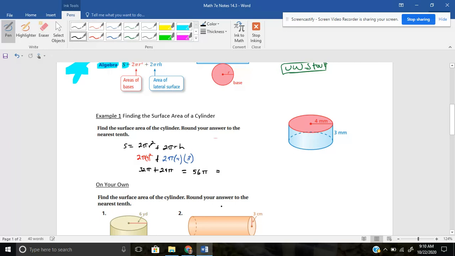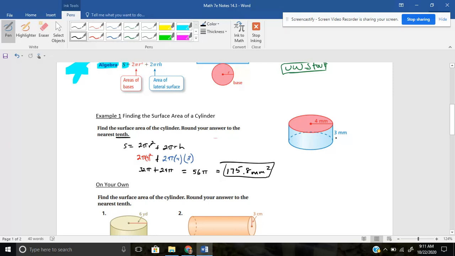And I can be a little bit more accurate. Now I can take 56 and times that by 3.14, and you should get about 175.8, since it says round to the nearest tenth, and that would be millimeters squared for the surface area of this. Oh, it kind of looks like a tuna fish can, right? So that's the top and bottom and the whole side.